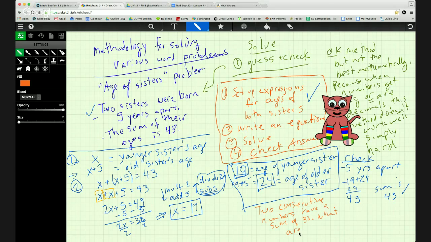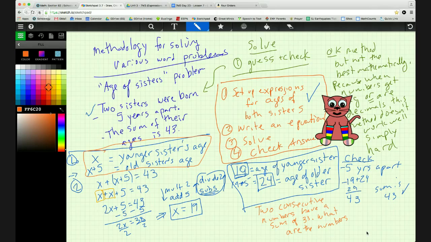What are the numbers? That is a similar problem because you end up with two numbers. You're going to end up with expressions that look like this. Because what you're going to say is, well, I don't know what either of the numbers are. So let's say that the first number is x. X is the first number.